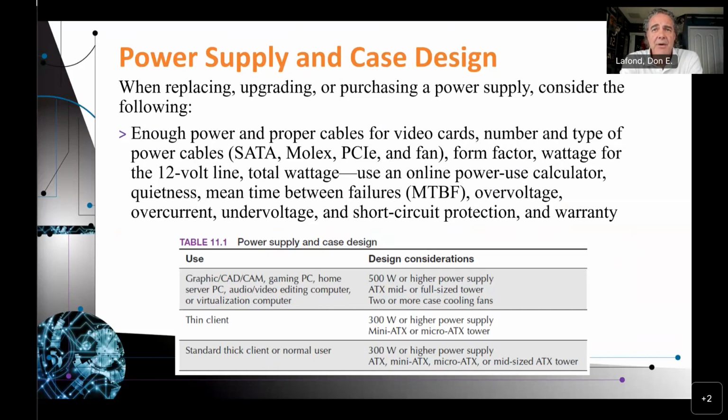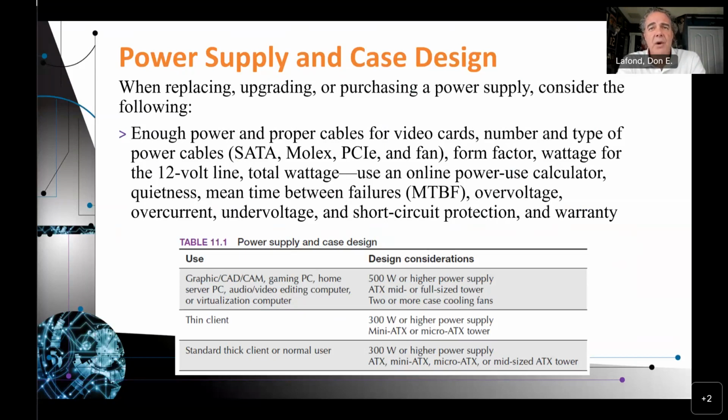Using an online power use calculator. I have a power strip that I actually plug my computer into, and it tells me exactly how much wattage my computer is using at any one time. So I use that to gauge the size of the power supply that I need.